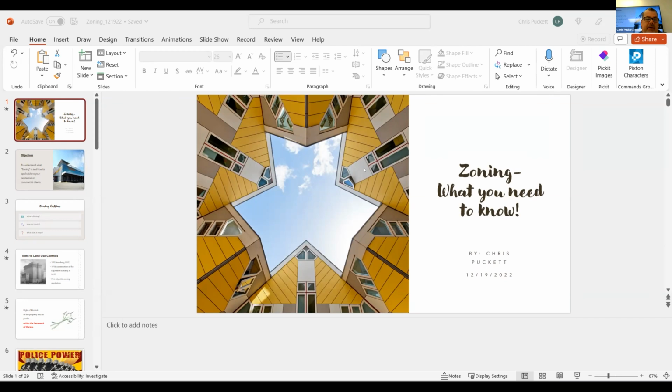Why is this not working? Here we go. So our objectives today are to understand what zoning is and how it's applicable to residential and commercial clients.